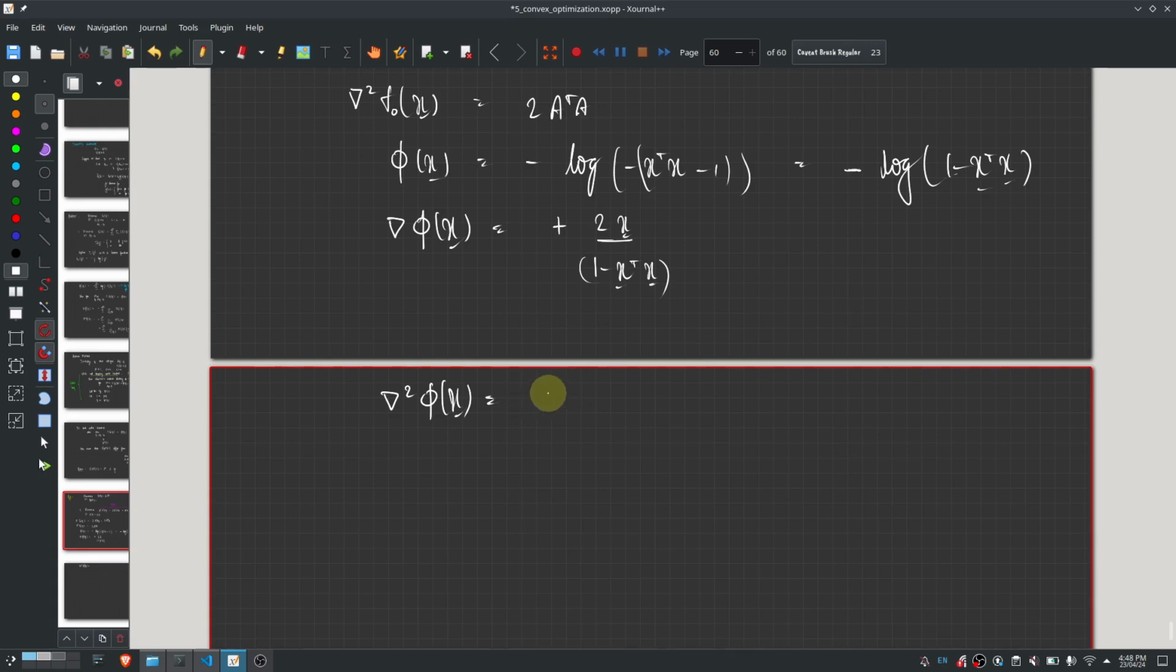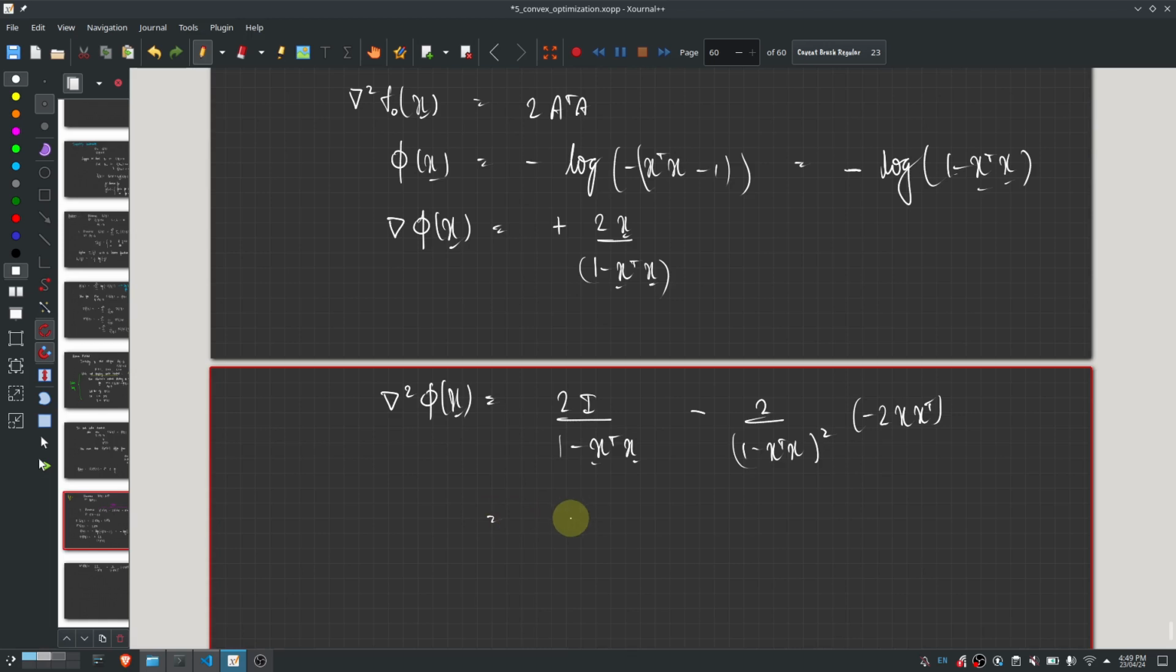Yeah? Okay, so 2 times the identity matrix divided by 1 minus x transpose x minus 2 by 1 minus x transpose x the whole square times minus 2x x transpose. Again, it's very similar to standard calculus in one way, but you have to be careful about the dimensions. Getting the transpose right is very important.